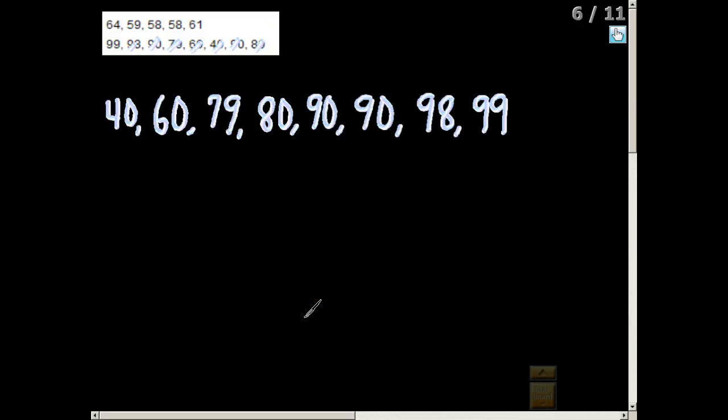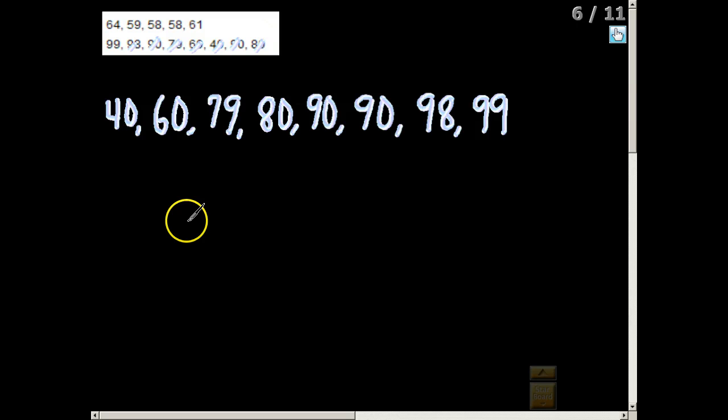So I want you to do the next problem with me. The first thing you will need to do is pause the video and write these digits out in order from least to greatest, and then we'll work on the median from here. Now I have my numbers listed in order from least to greatest. Now I can find the median.